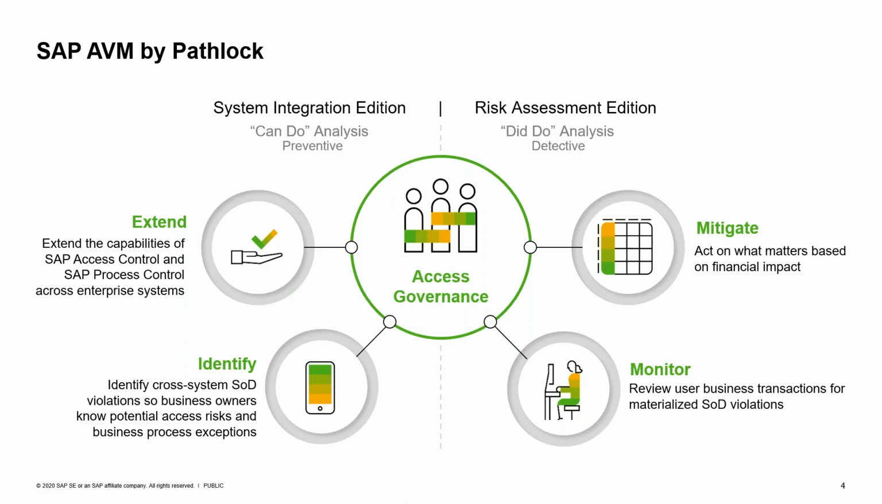Access Violation Management by Pathlock does really two things. On the left-hand side here, it's the System Integration Edition. So the main use case, or the more known use case, is for extending out SAP Access Control, right? When we talk about SAP Access Control, that's our segregation of duty measurement tool, right? That really measures what users can do in the system. How do we extend that out to non-SAP systems, non-ABAP systems? We do that with Access Violation Management Integration Edition.